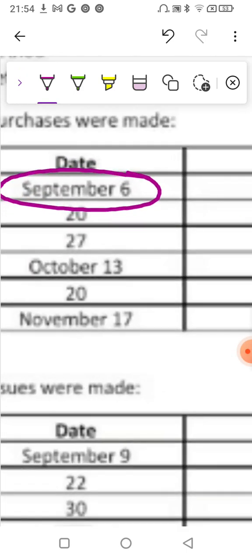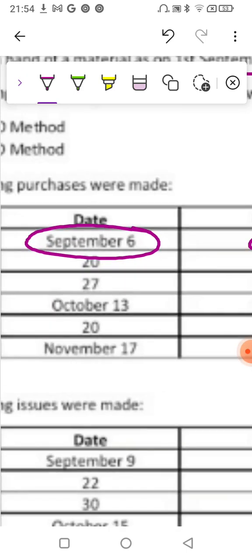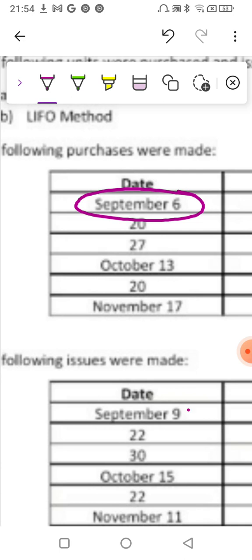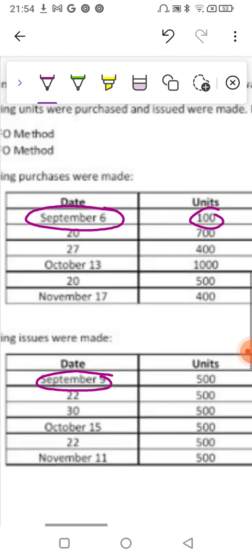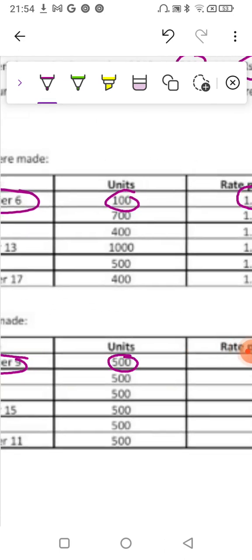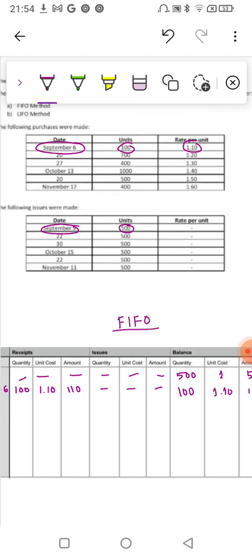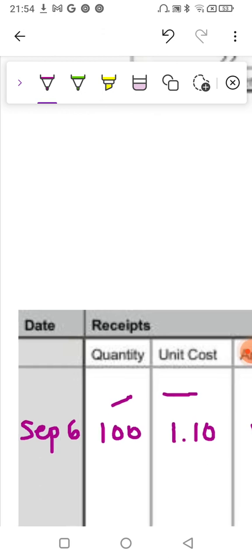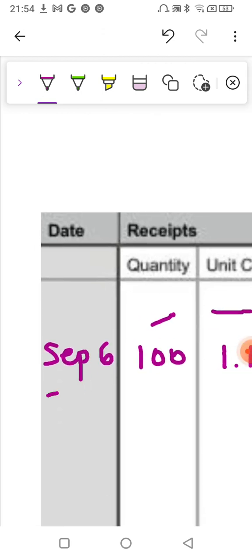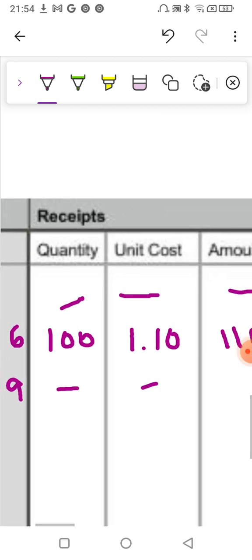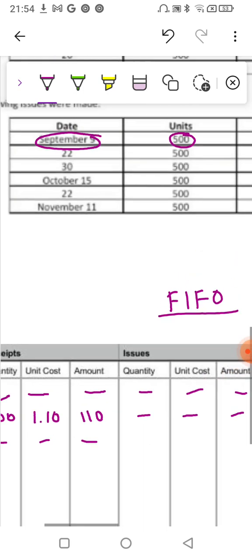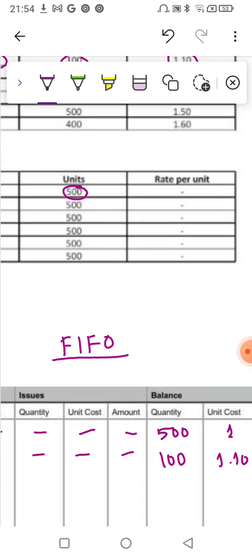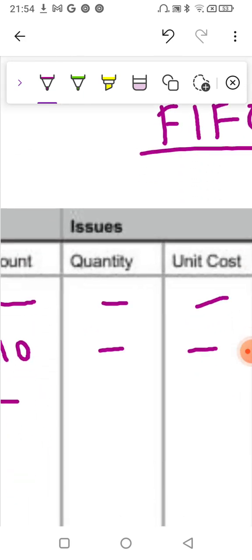Now, the next date that we have is September 9. This was a date of issue of 500 units. So what rate we have to find out. We write the date, September 9. There was no purchase, so no receipt. There was an issue of 500 units. So the quantity was 500.